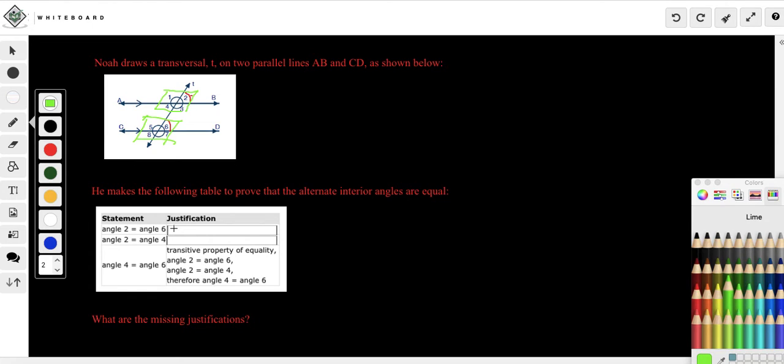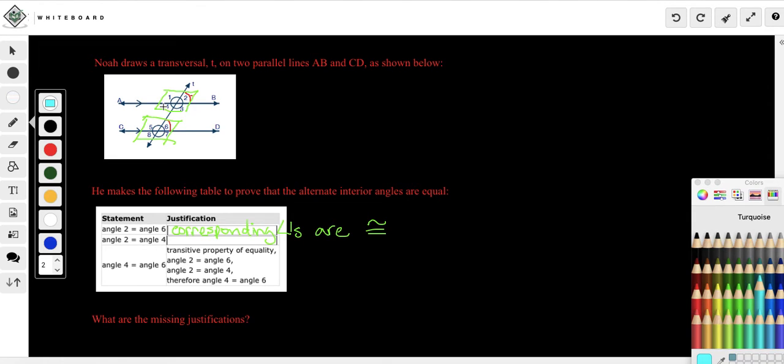So the justification for this very first one would be that corresponding angles are congruent. Now, they'll probably have this in multiple choice form, but we're just going to figure it out right now without the multiple choice. The next one says angle 2 is congruent to angle 4.